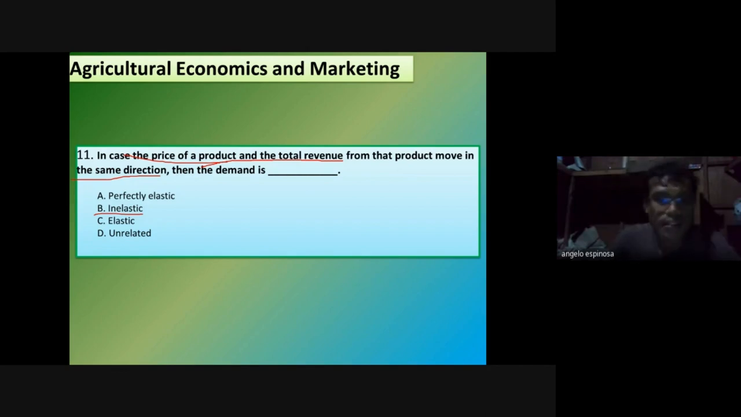Going back. The correct answer there is inelastic. Why inelastic? Because the question only mentions the price of a product and the total revenue. The quantity demanded was not discussed. Only the price of a product and the total revenue from that product moving in the same direction. So what is inelastic? Inelastic is moving in the same direction. That is lesser than 1.